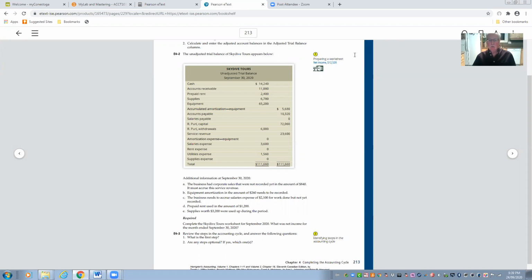We're going to talk about the preparation of a 10-column worksheet using problem E4-2 from Chapter 4 on page 126 and 127 in your workbook or page 213 in your text. Now, before we do that, I want to give you a brief introduction about worksheets.